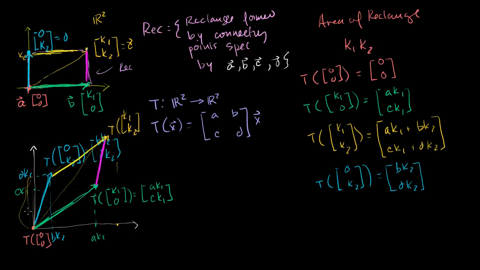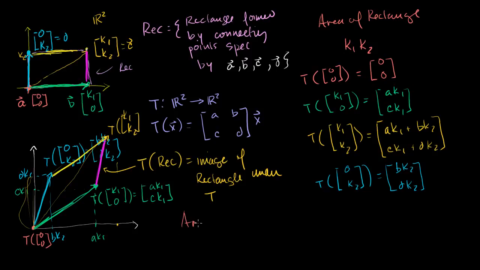Now, just out of curiosity, let me just write this right here. This rectangle right here is the image. We could write this as T of our rectangle, or if we wanted to write it in words, this is equal to the image of the rectangle under our transformation T.